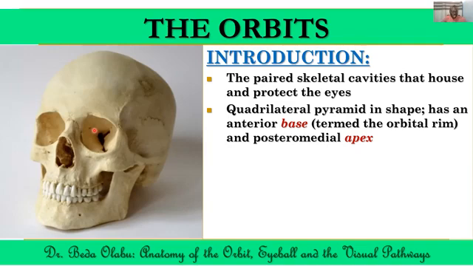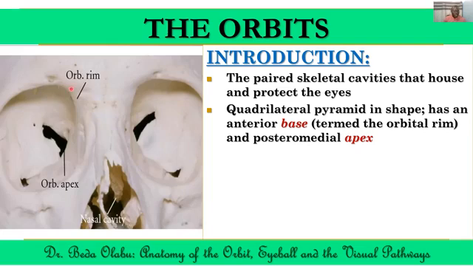The base is actually anterior, and this is the base. The base of the orbit is termed the orbital margin or the orbital rim. The apex of the orbit is this region here, where a number of structures enter or leave the orbit. Generally, the apex is posteromedial, which means not directly posterior with respect to the base, but posteromedial. That tells you a lot about the orientation of the medial wall and the orientation of the lateral wall of the orbit.